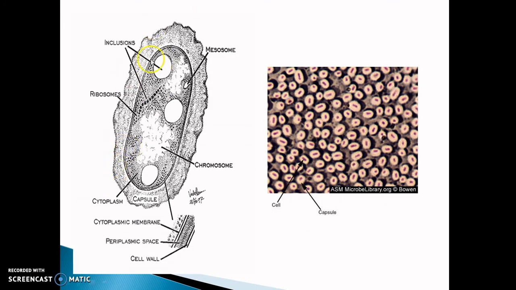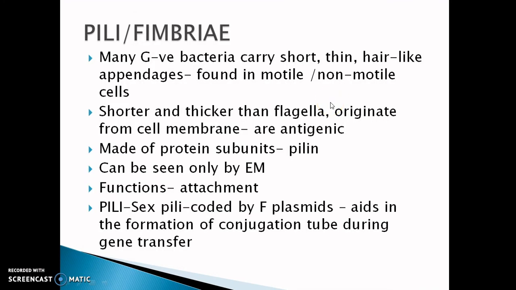So this is a typical drawing of the prokaryotic organism. You can see the intracytoplasmic inclusions, the mesosome, the ribosomes, the cytoplasm, the nucleoid, and this is a negative staining picture of a capsule. Pili or fimbriae.